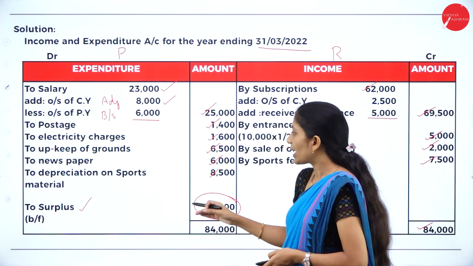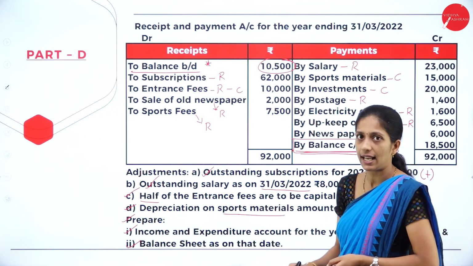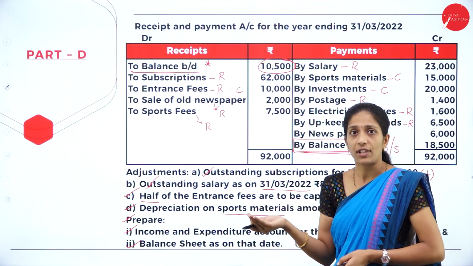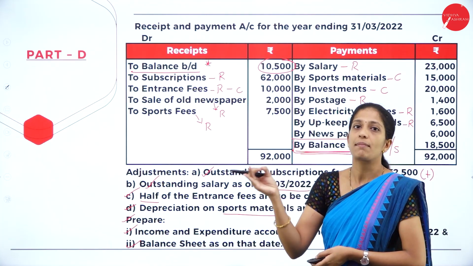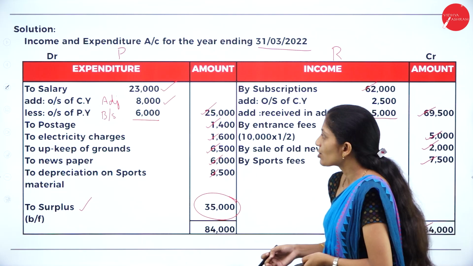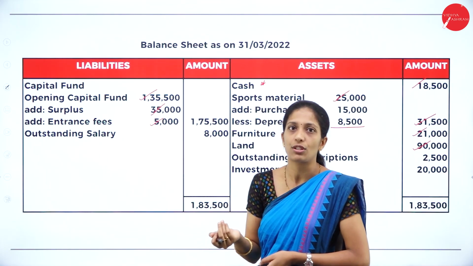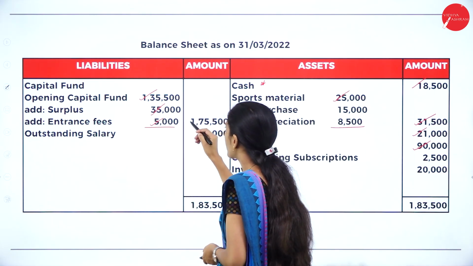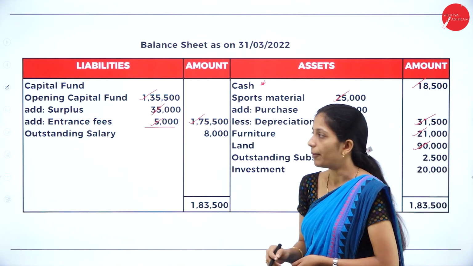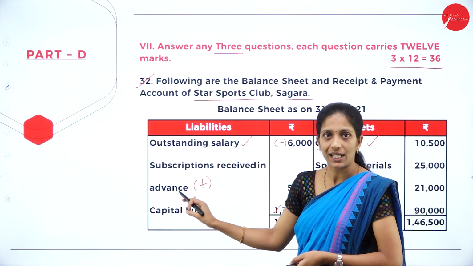If there is any life membership fees or donation, you have to add it here. But in this problem, we have only entrance fees. Half of the entrance fees are to be capitalized. Half we have taken in the income and expenditure account, and half, since it is a capital item, comes under the balance sheet. Entrance fees 5,000, that is 10,000 into 1 divided by 2, that is 5,000. Now you have to total and write it in the outer column. We are done with all the items from the opening balance sheet.